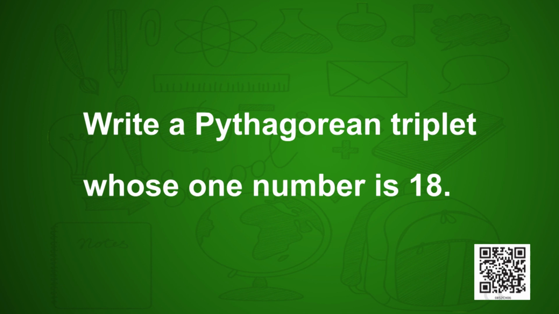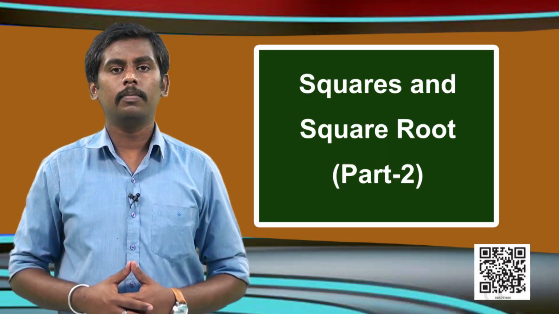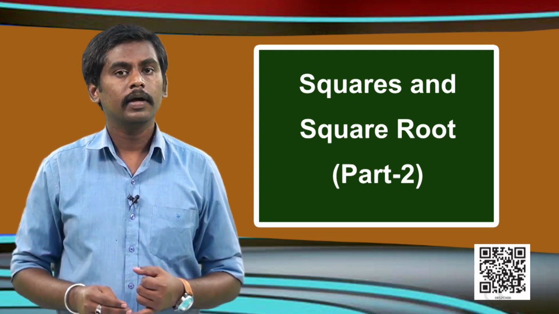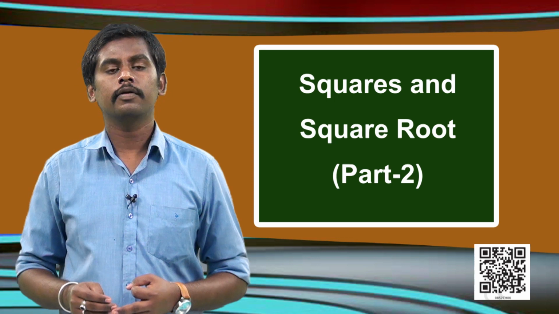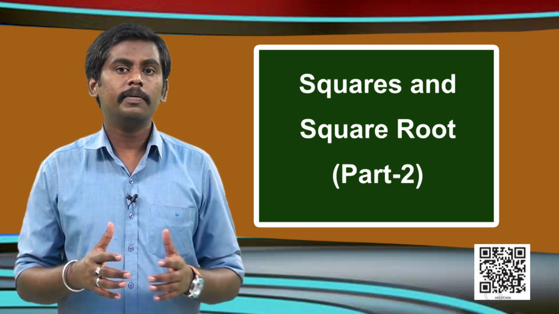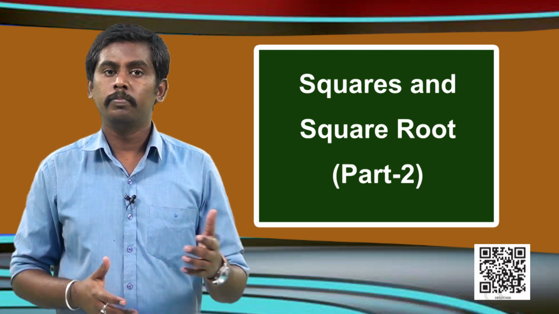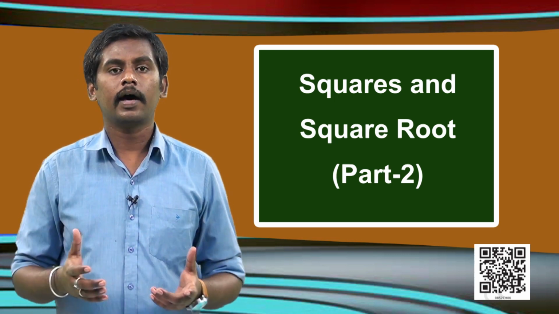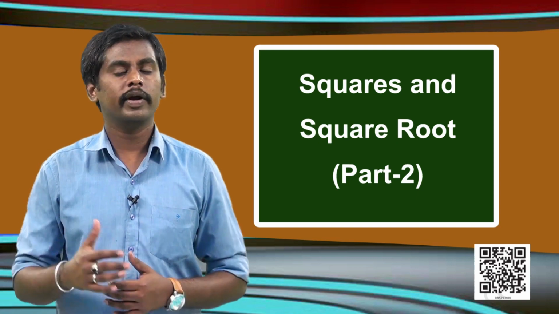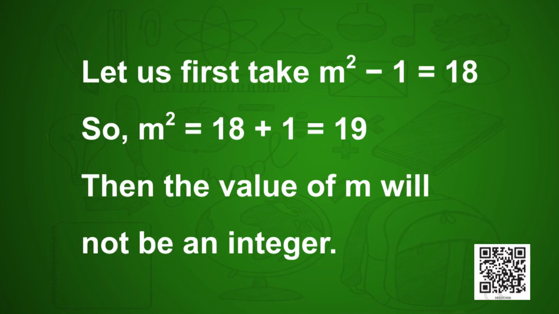Students, let's try to solve another problem. Find a Pythagorean triplet whose one number is 18. Students, to solve this problem, we know that in general 2m, m square minus 1 and m square plus 1 form a Pythagorean triplet. So in the given problem, 18 is one number. It could be 2m, it could be m square minus 1 or it could be m square plus 1. So let's try to solve it one by one. Let us first take m square minus 1 is equal to 18. So m square is equal to 18 plus 1, that is 19. But the value of m will not be an integer.